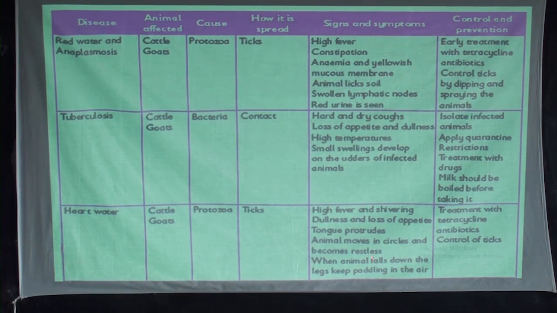So treat animals with tetracycline antibiotics. You can easily still get them, and get them with the advice of a veterinary officer or vet. And then control ticks. To control ticks, which are the main way it spreads, carry out spraying of insecticides to kill ticks.